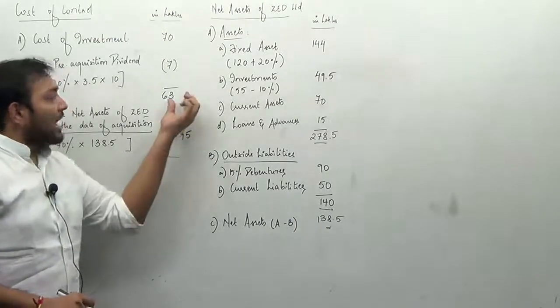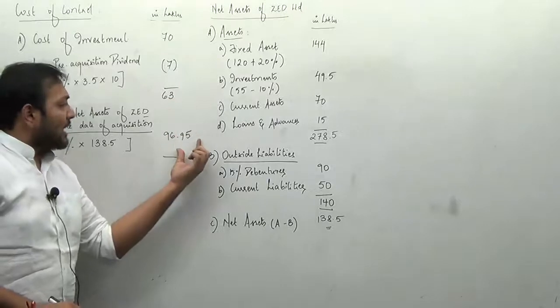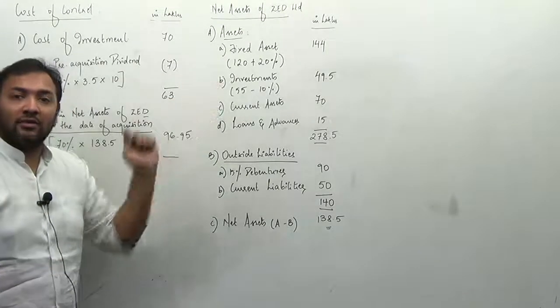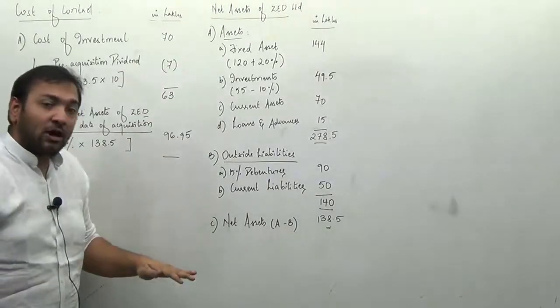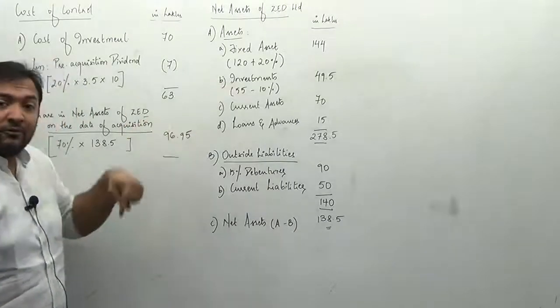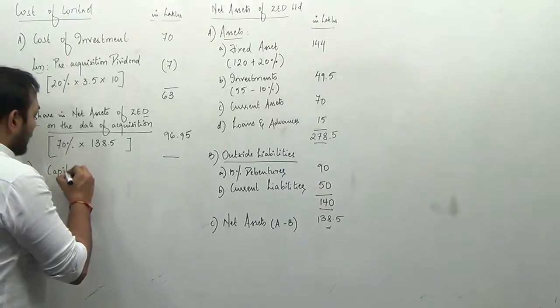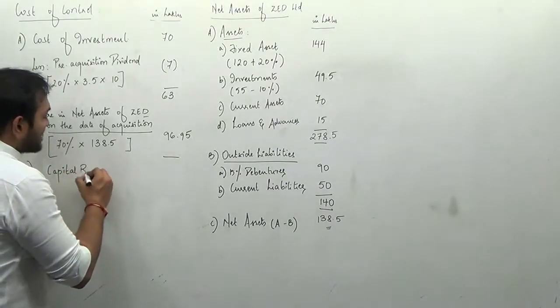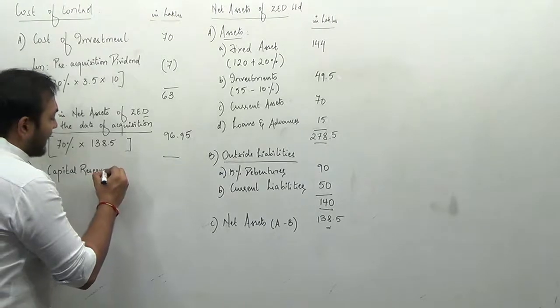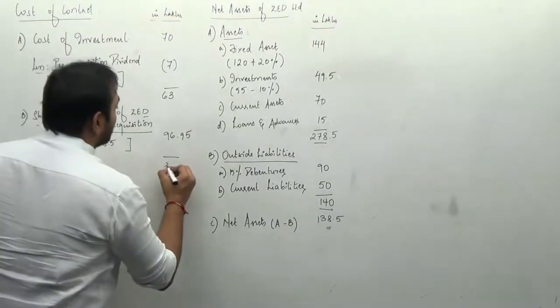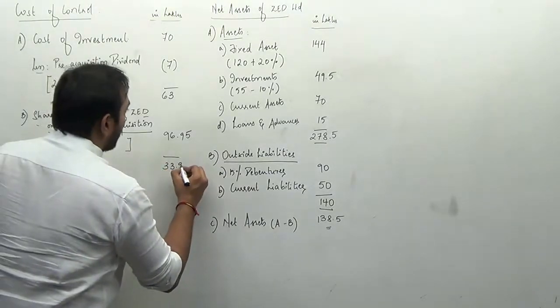Now observe, I've acquired paying 63, I've acquired net assets worth 96.95. That means I'm paying less amount to acquire higher amount of assets. It's a gain for me. Such a gain will be transferred to capital reserve. If I paid extra, it is a goodwill. Since I'm paying less, it's a capital reserve for 33.95.